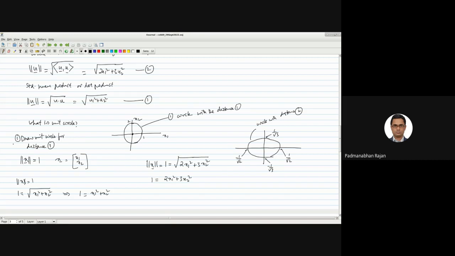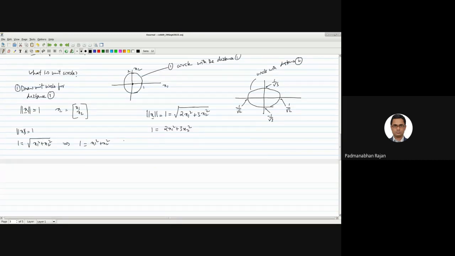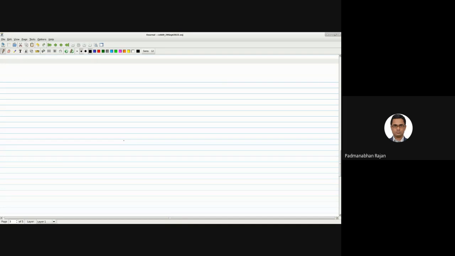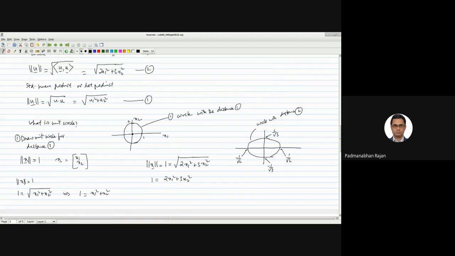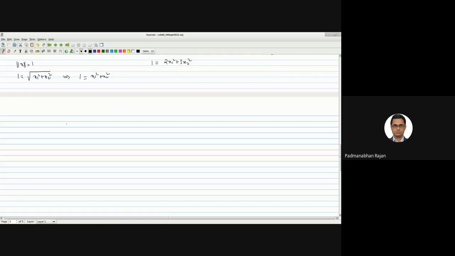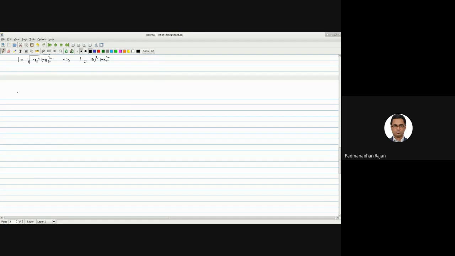Some other examples of distance functions. Both these distance functions were induced from an inner product. This inner product had a particular form, and this inner product had a different form, which induced a different norm. But we can also define others. Not all distances are coming from the inner product, but there are other distance functions which we can measure.